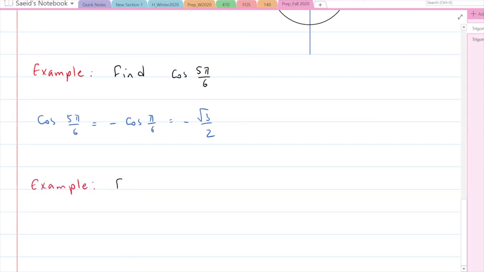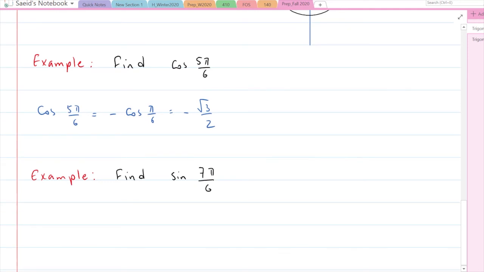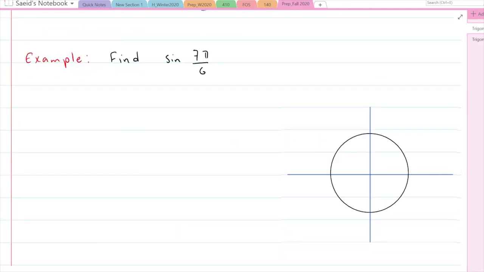Let's say you want to find sine of 7 pi over 6. I'm going to locate 7 pi over 6. I can write this as pi plus pi over 6. So it's in the third quadrant, right here. If I ask myself what the corresponding angle in the first quadrant is, it's right here. So this is pi over 6 again.